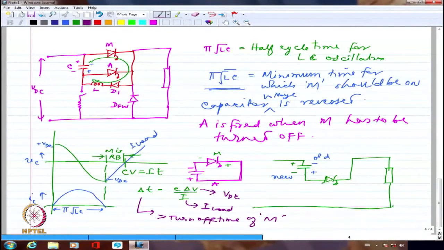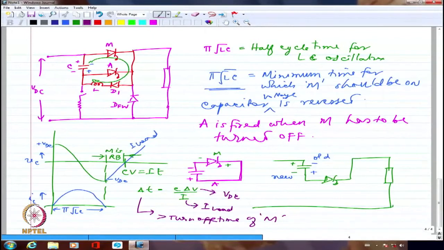If I assume that the load, this is not I load, I am talking about the slope of this is I load. Slope is I load. Basically the charge accumulation will be linear in the capacitor if I assume that the load current is fairly a constant. Then the current going through the load will be charging the capacitor.